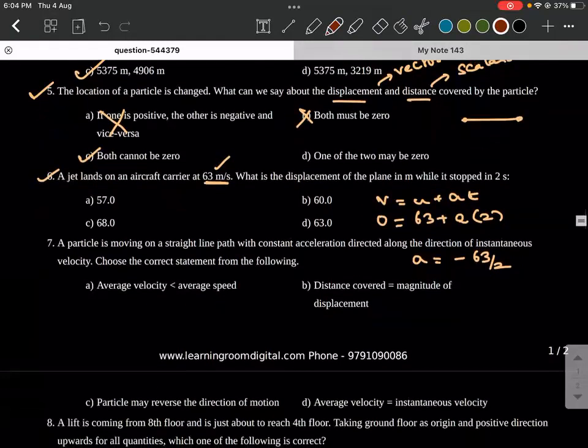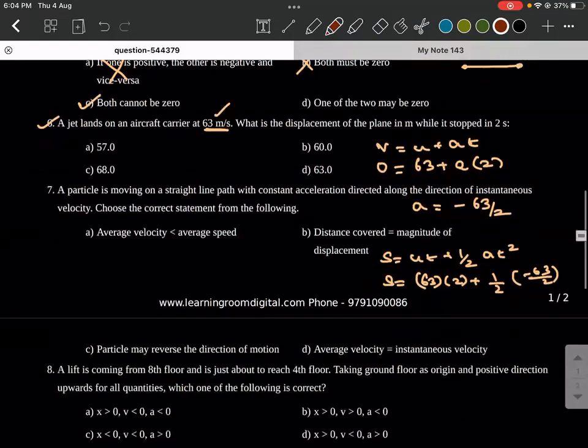And they are asking the distance traveled by it. So s = ut + half at square. Displacement is equal to, what is u? 63 into time, which is 2, plus half into acceleration, which is minus 63 by 2, into t square, that is 4. This 4 and this will get cancelled. 126 minus 63 is 63. What is the answer? 63 kilometer is the answer. Sorry, 63 meter is the answer. Are you able to understand?